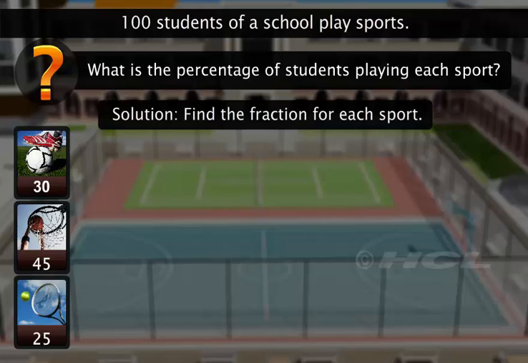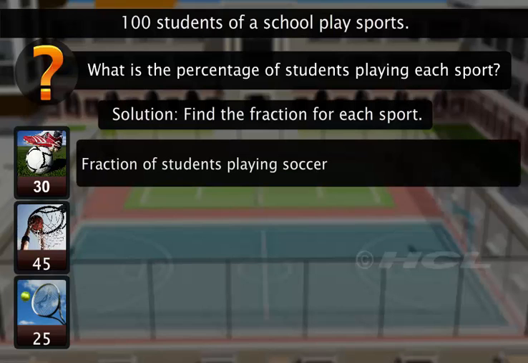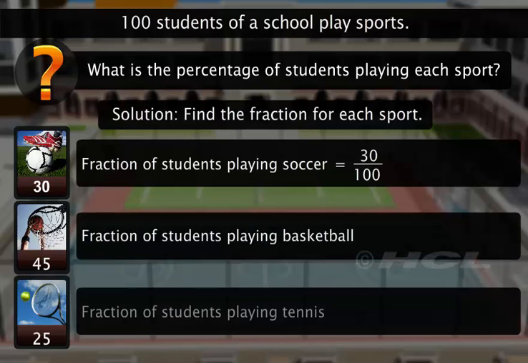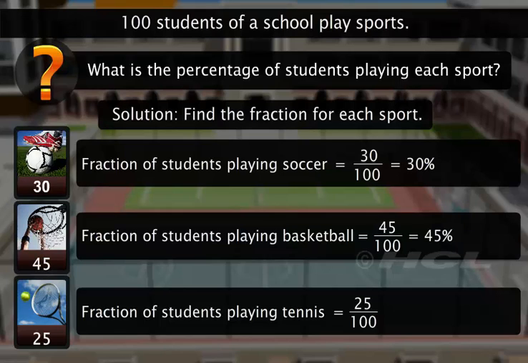We know that 30 students out of 100 play soccer. Therefore, the fraction for soccer will be 30 over 100. Similarly, fractions for basketball and tennis will be 45 over 100 and 25 over 100 respectively. Thus, their percentages will be 30, 45 and 25 respectively.